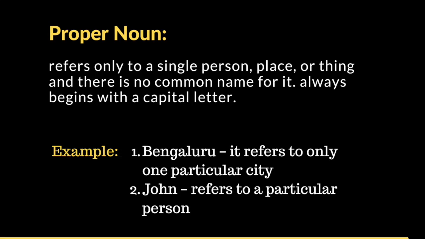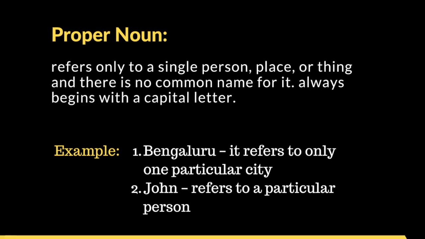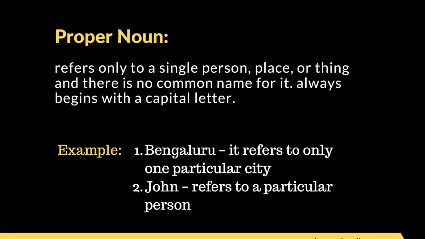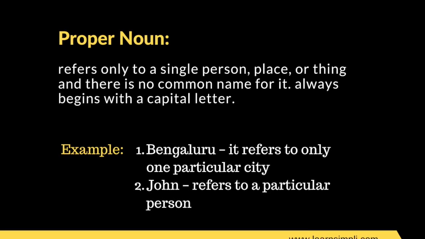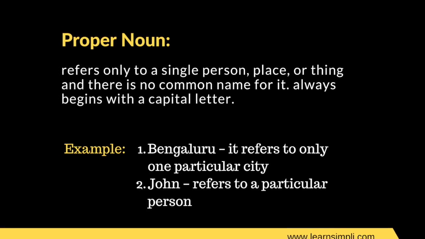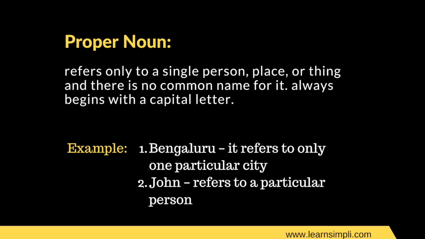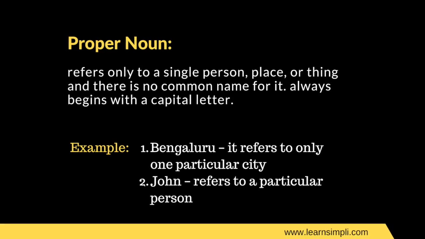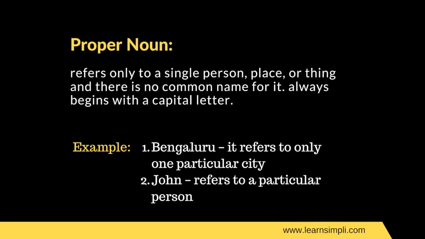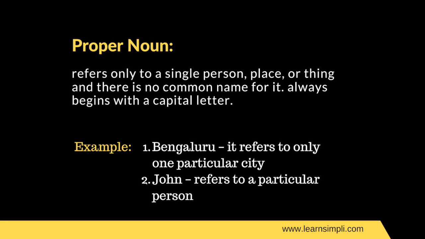Proper noun refers only to a single person, place or thing, and there is no common name for it. It always begins with capital letter. Example: Bengaluru. It refers to only one particular city. John refers to a particular person.